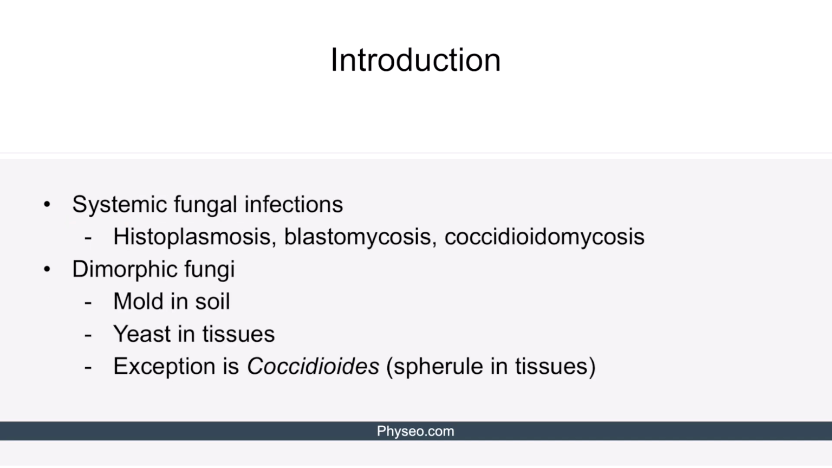So histoplasmosis, blastomycosis, and coccidioidomycosis are systemic fungal infections, and each one of those infections is caused by a dimorphic fungus. And what this means is that it forms a mold in soil, but then when it's in tissues, it's a yeast. The only exception to that rule is coccidioides, and that actually forms spherules in the tissues. So again, mold in soil, yeast in tissues, unless you're coccidioides, and then you form spherules in tissues.